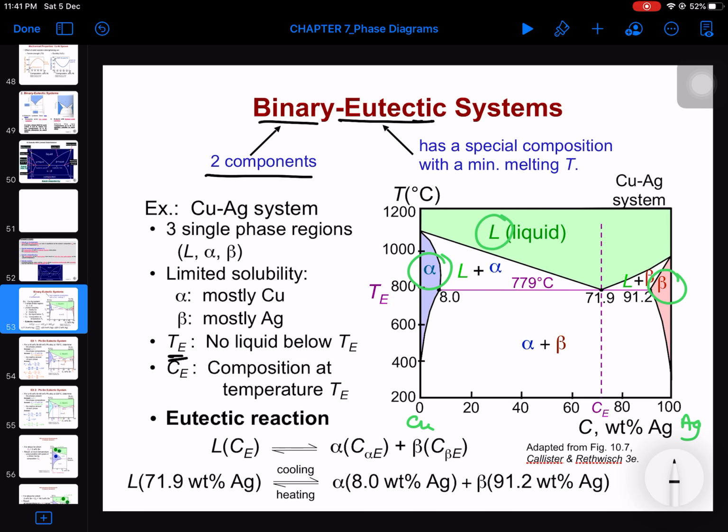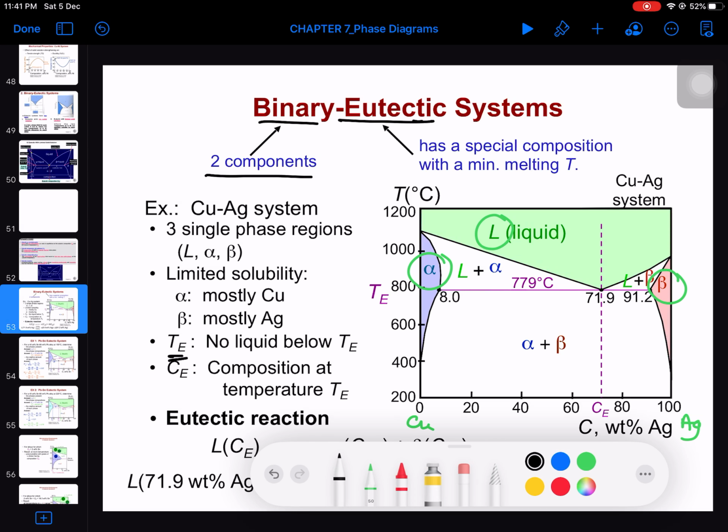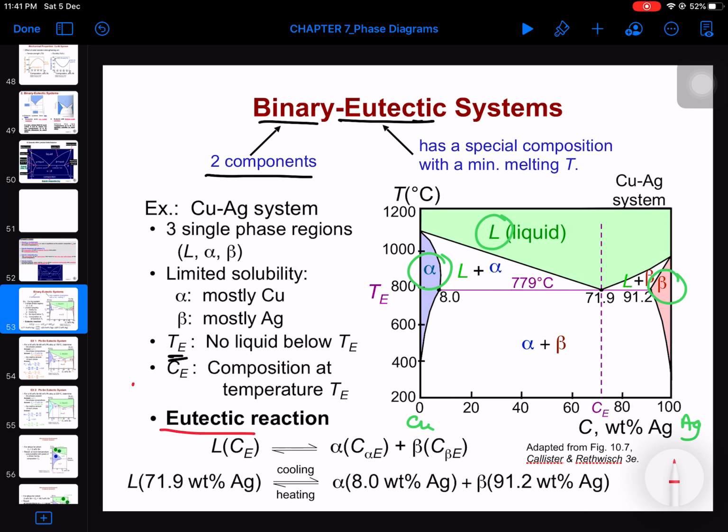Basically, we can write down the eutectic reaction like this. This is the general way in which you can express the eutectic reaction: from liquid, upon solidification, or vice versa upon heating, it changes to alpha plus beta. So it doesn't go through the transition phase of liquid plus solid.